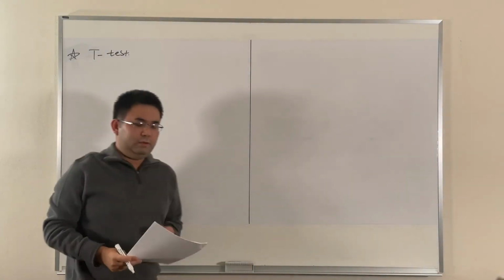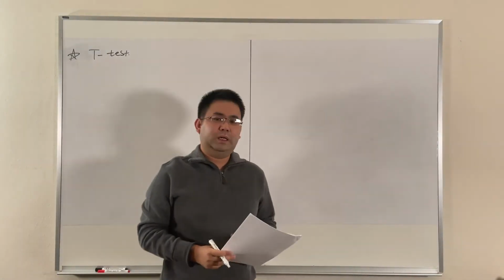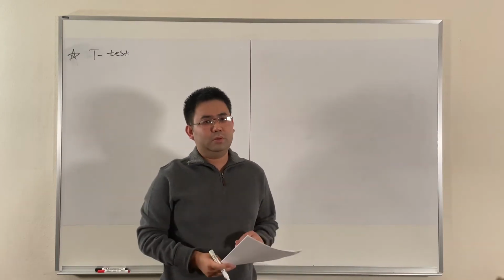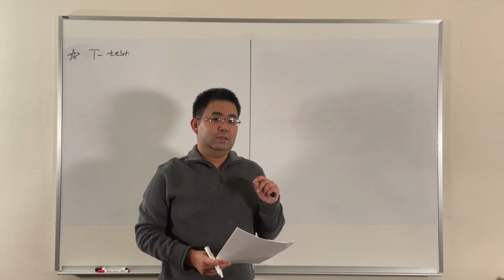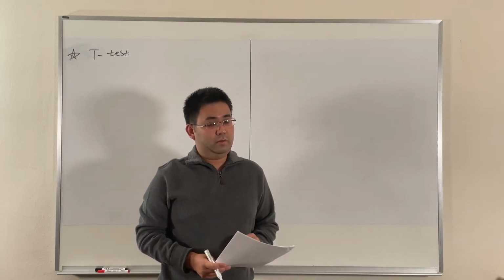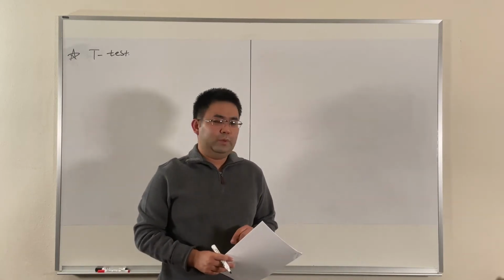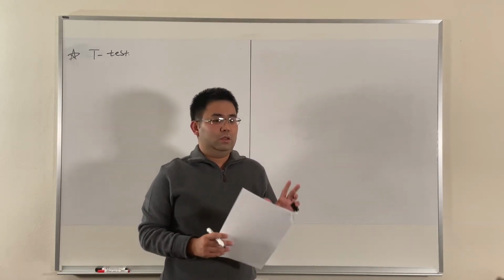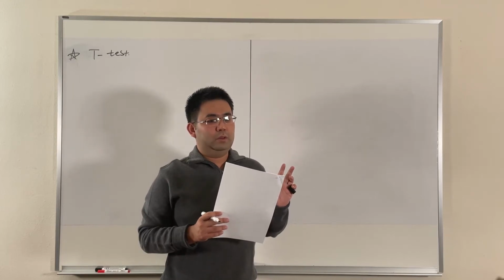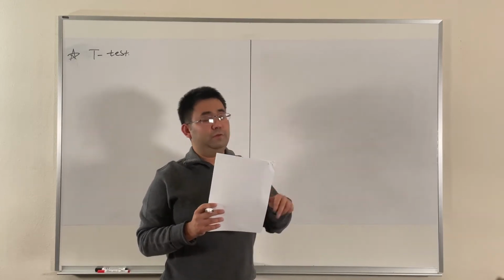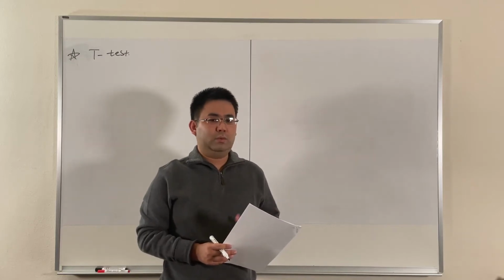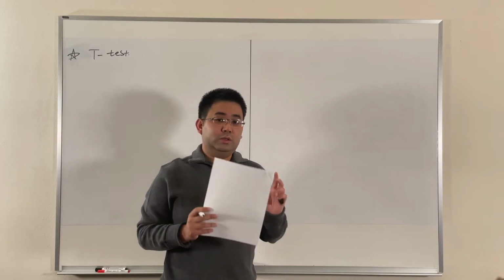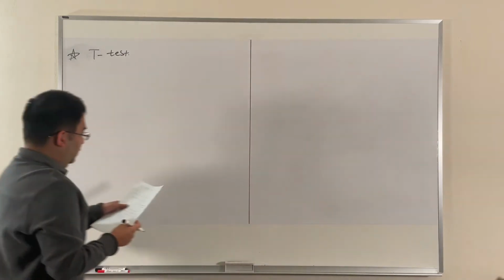In our previous videos we talked about hypothesis testing, and in those examples we used the z-table to get the critical value to compare against. But the assumption we used to be able to use the z-table or z-score is that we know the population standard deviation.